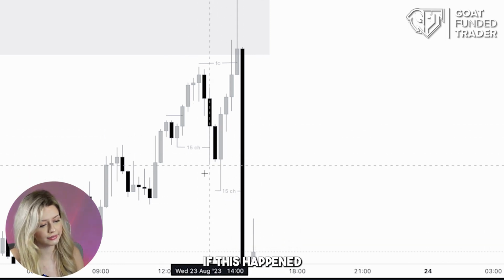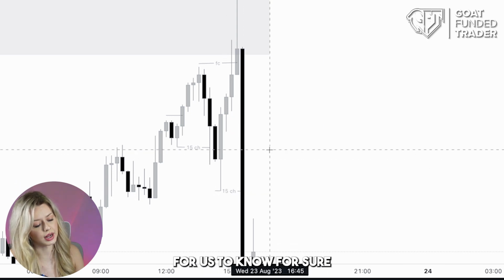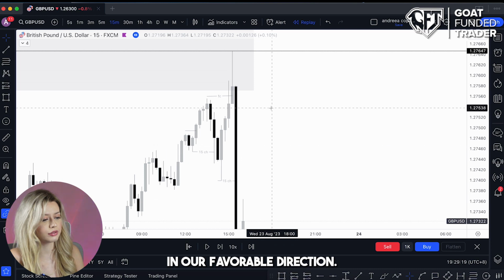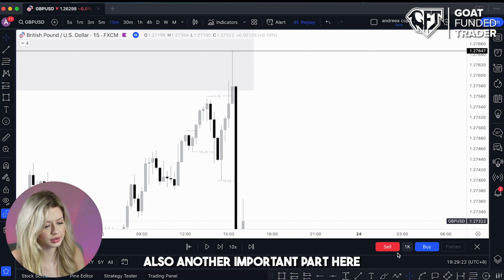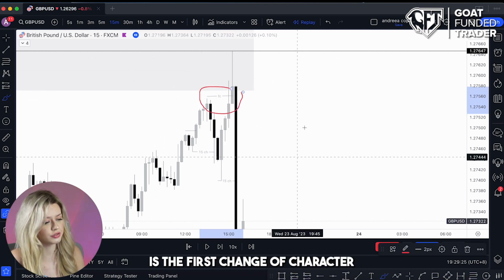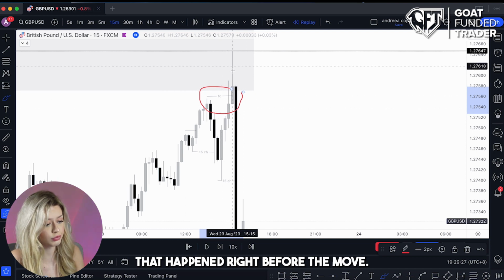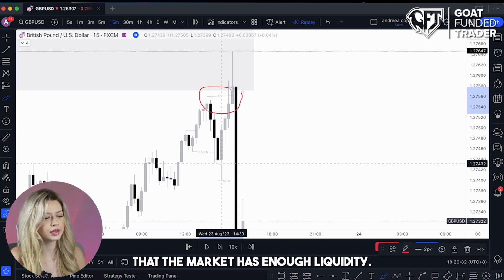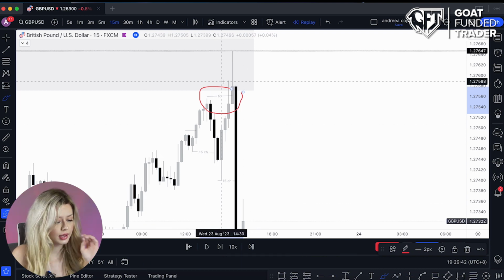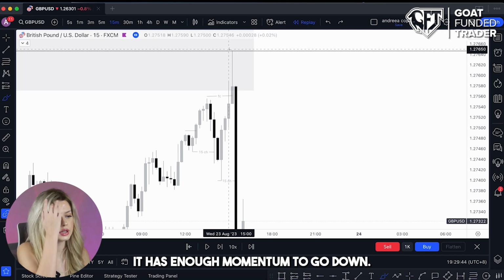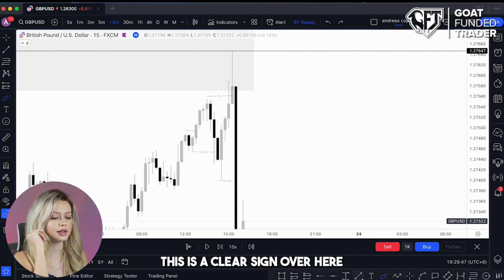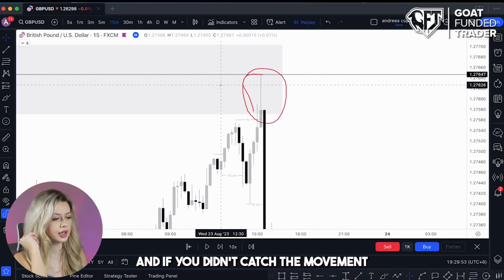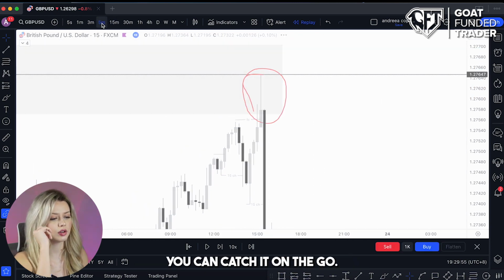However, it's better if this happens with another confluence, for us to know for sure that the trade is more likely going to be in our favorable direction. Also, another important part here is the false change of character that happened right before the move. If we have this, we know for sure that the market has enough liquidity. The market tried once to go down, and right now it has enough momentum to go down. So as you can see, this is a clear sign over here that the price is going to go bearish. And if you didn't catch the movement from the start, you can catch it on the go.